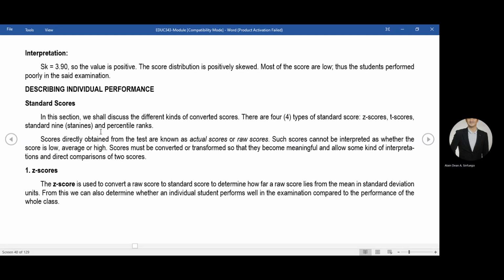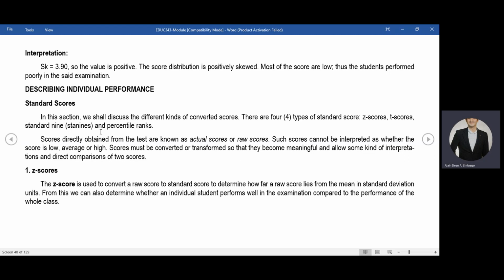Interpretation. Your coefficient of skewness is positive, 3.9. The score distribution is positively skewed. Most of the scores are low or below the mean. Thus, the students performed poorly in the said examination.